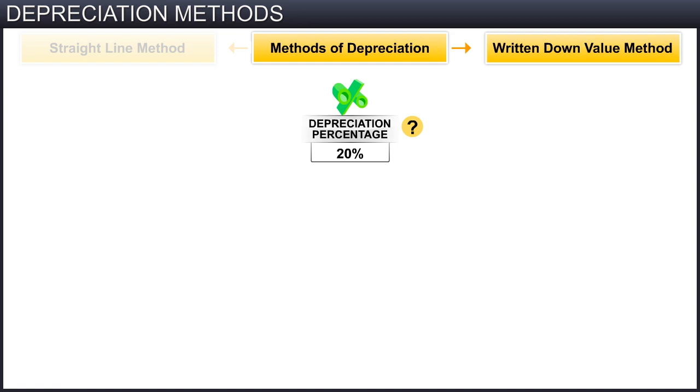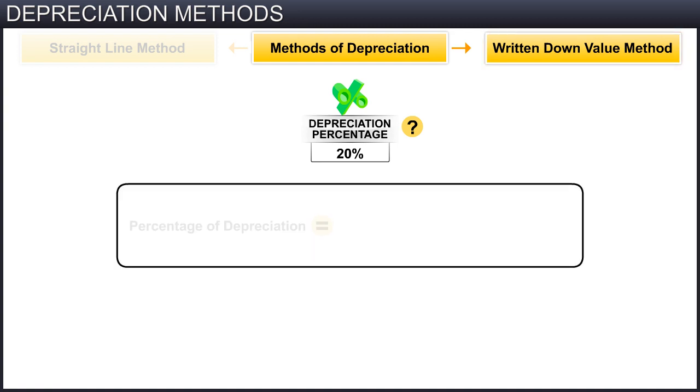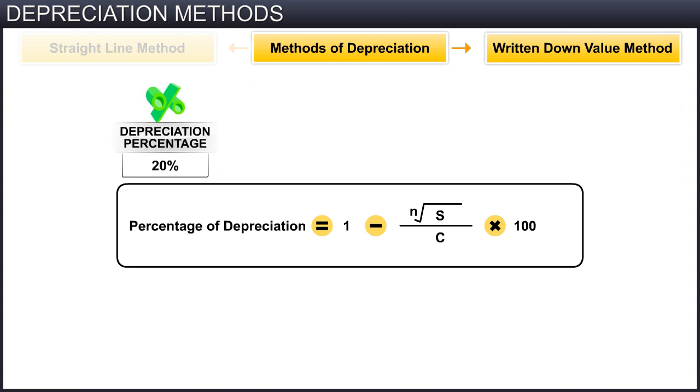The rate of depreciation under this method is calculated using the following formula: 1 minus the nth root of S divided by C. The resultant is then multiplied by 100. Let us apply this formula to our example and calculate the rate of depreciation.